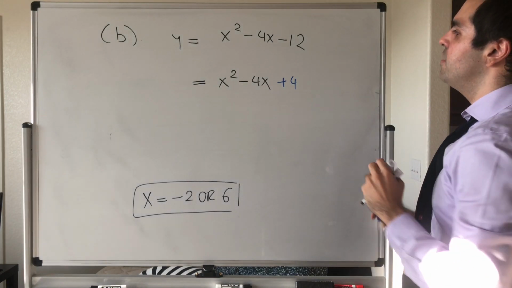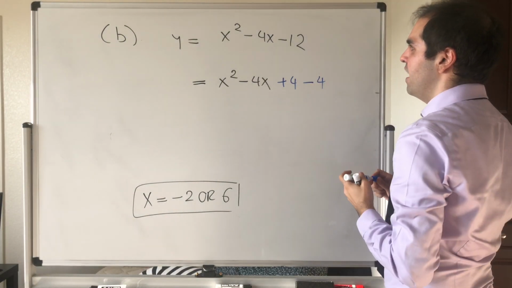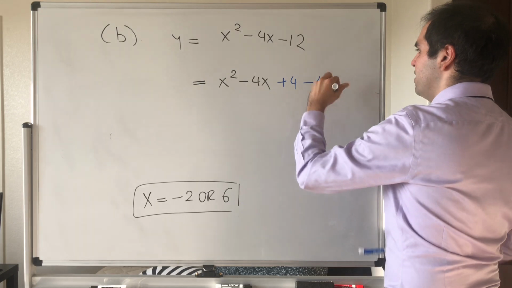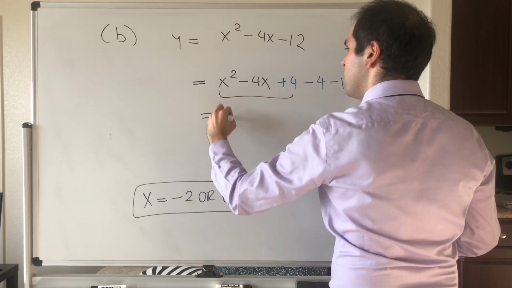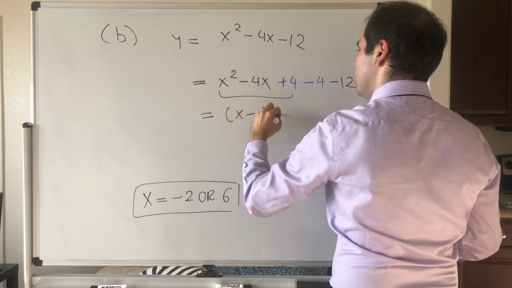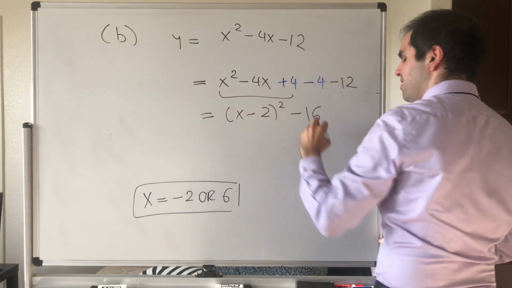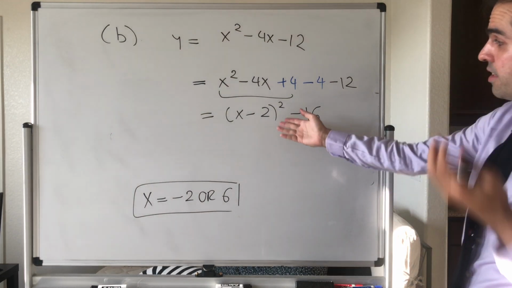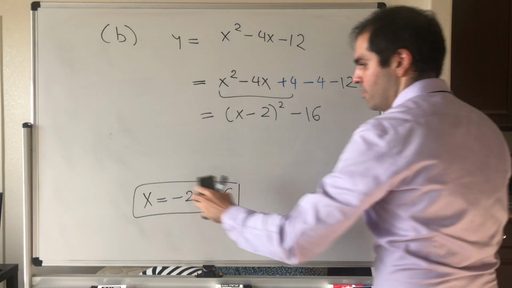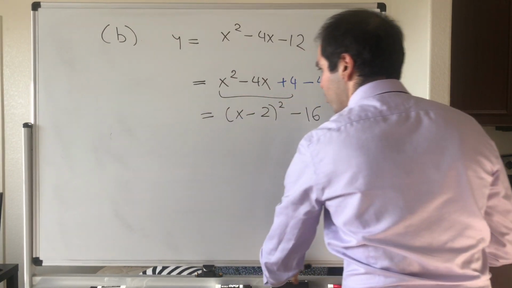Except to get rid of this plus 4, you subtract 4 and minus 12. And that gives you, so this is (x minus 2) squared minus 16. And what's nice about this, it actually gives you the coordinates of the vertex. And let's think about how it does it.